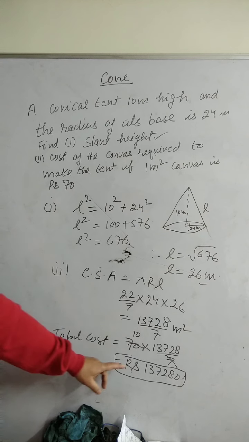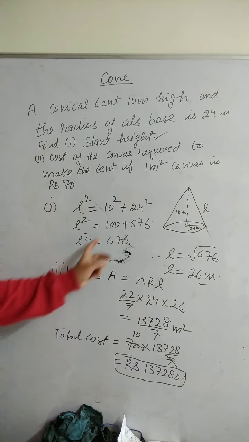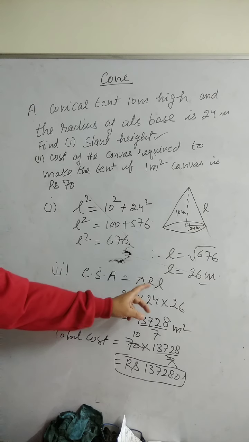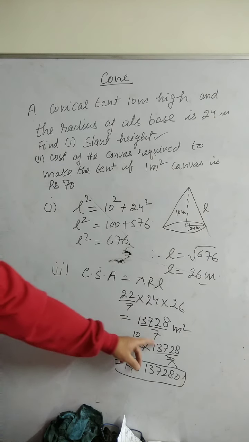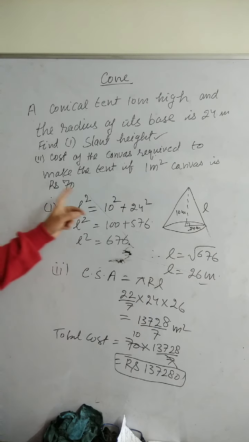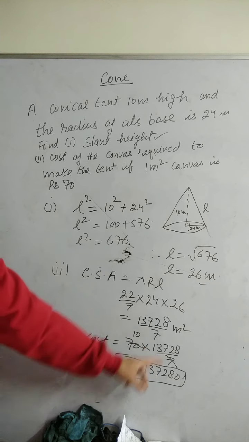So this way you can do this question. First find the slant height, then the canvas required to make this tent will be equal to its curved surface area, which is nothing but pi rl. Place the values and solve it. So this is the total canvas required. 1 meter square is costing 70. So therefore this much meter square will cost 70 into this.